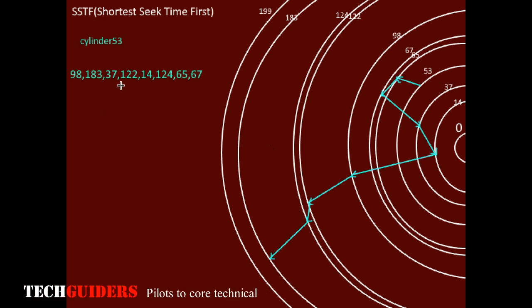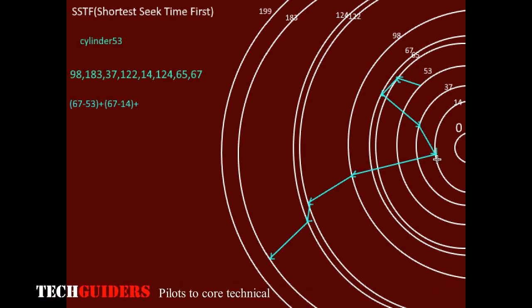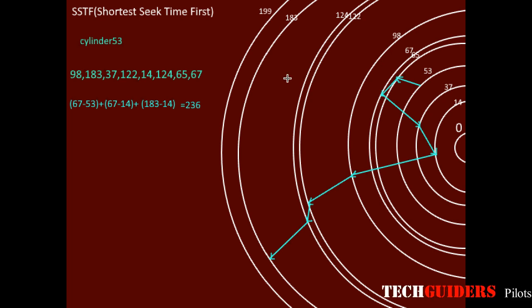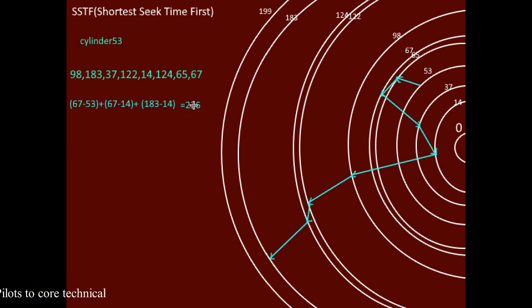Hence, in order to service all these requests in the queue, in total how many cylinders have to be crossed? The head moves from cylinder 53 to 65, then to 67. Hence, in this direction, it has crossed 67 minus 53 cylinders, and from 67 to 14, 67 minus 14 cylinders, and then from 14 to 183, 183 minus 14. In total, 236 cylinders have to be crossed. The seek time is proportional to the number of cylinders that have to be crossed. We can see, compared to first come first serve, the number of cylinders to be crossed is much less in this example, and there is such improvement in performance.